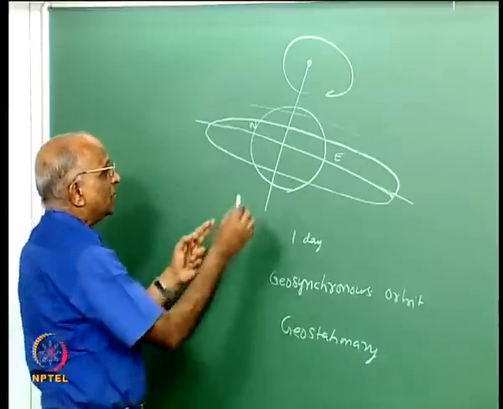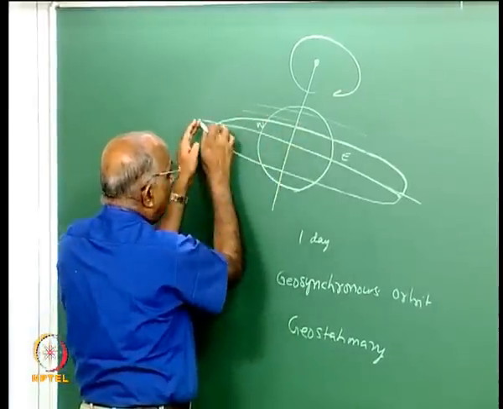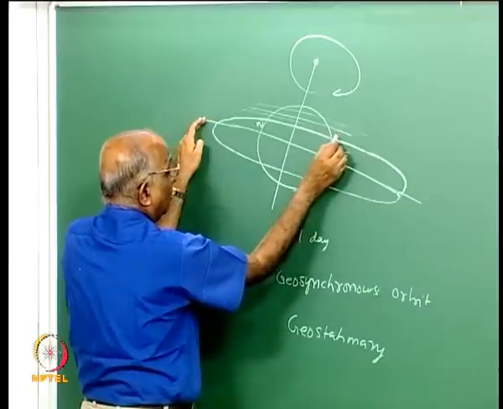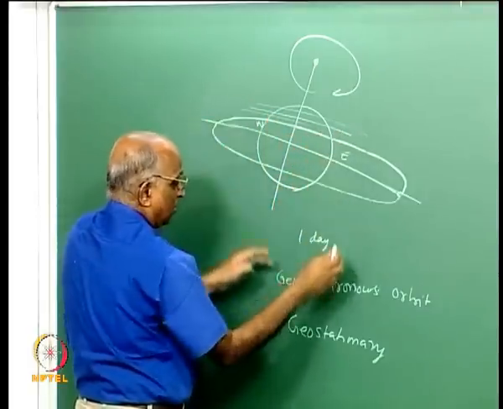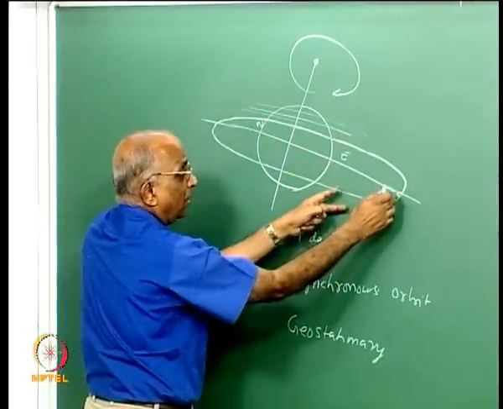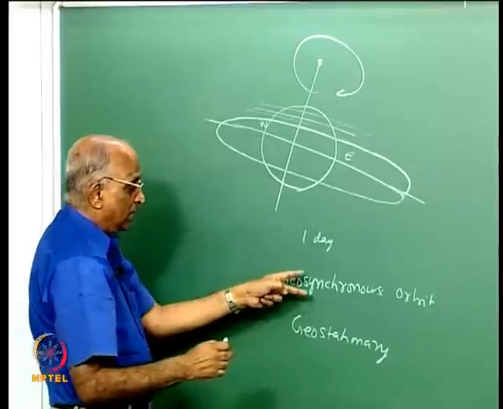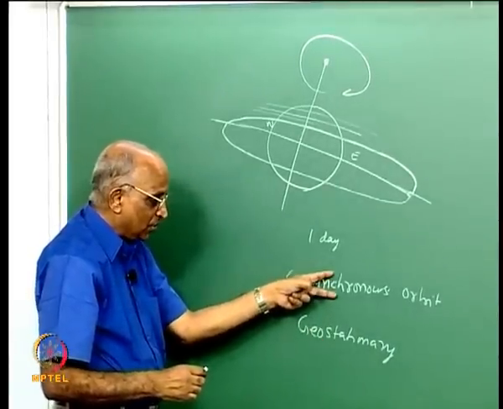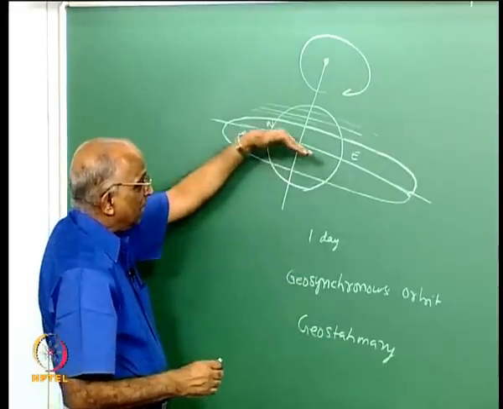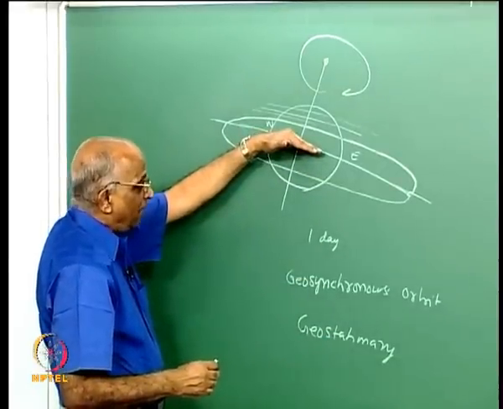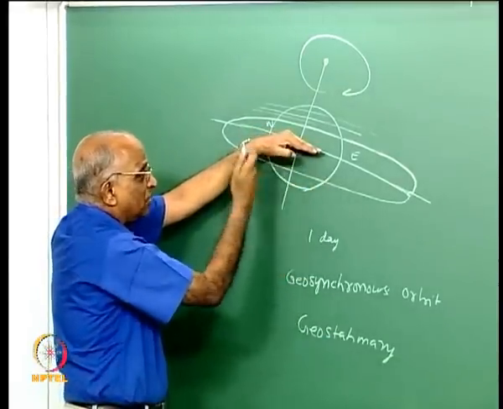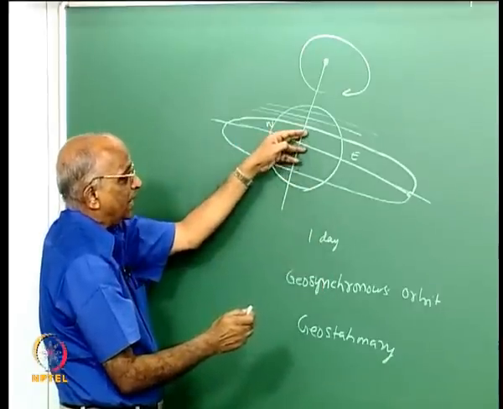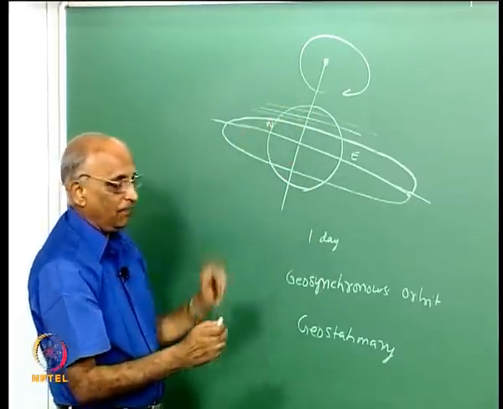But if by chance the orbit is not along the equatorial plane, but in some other latitude or some other plane, we call it simply geosynchronous but not geostationary. Therefore, the distinction is that geostationary is in the equatorial plane, having a rotational period same as the rotational period of the earth, whereas geosynchronous could be in any other plane.